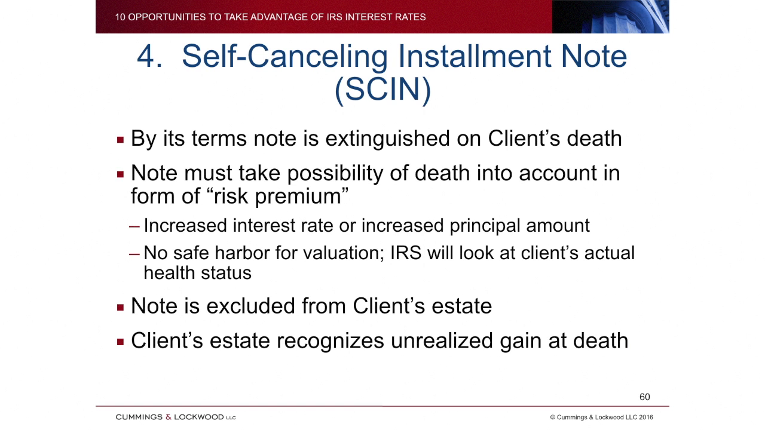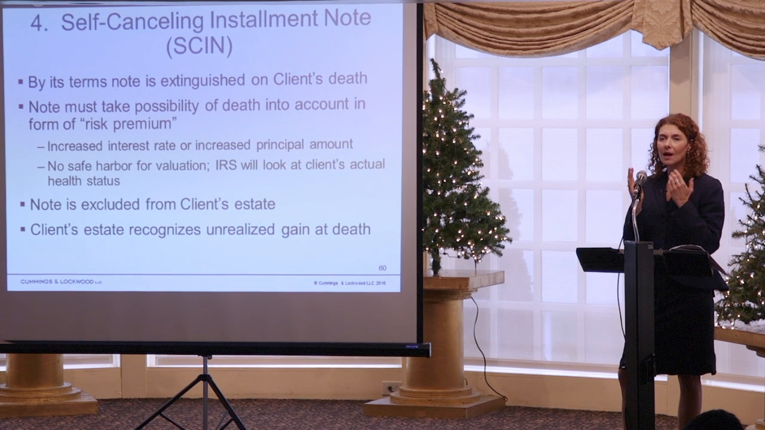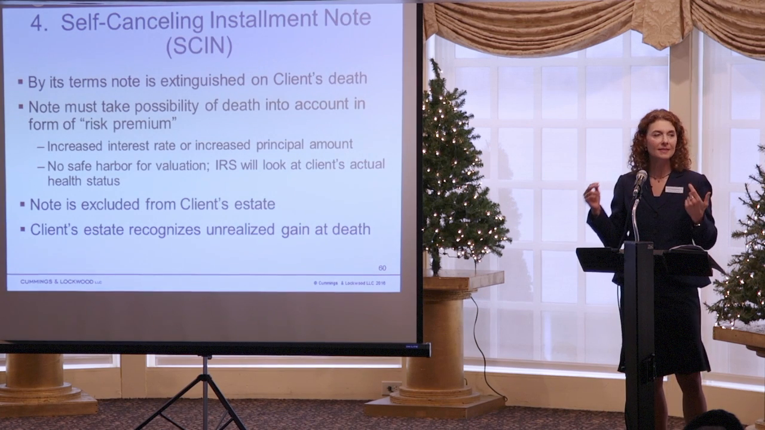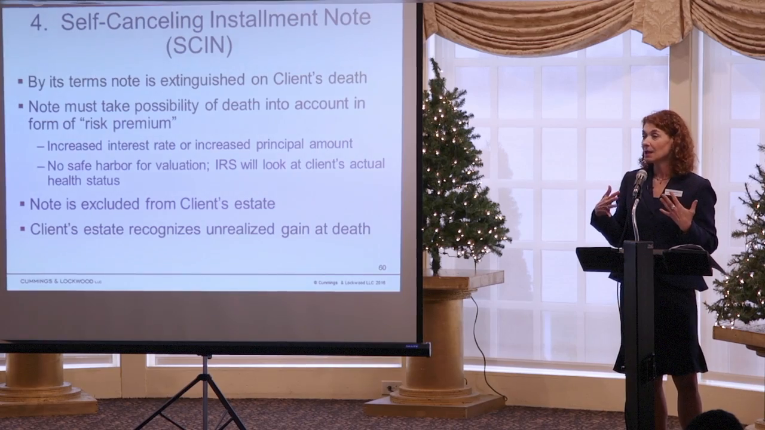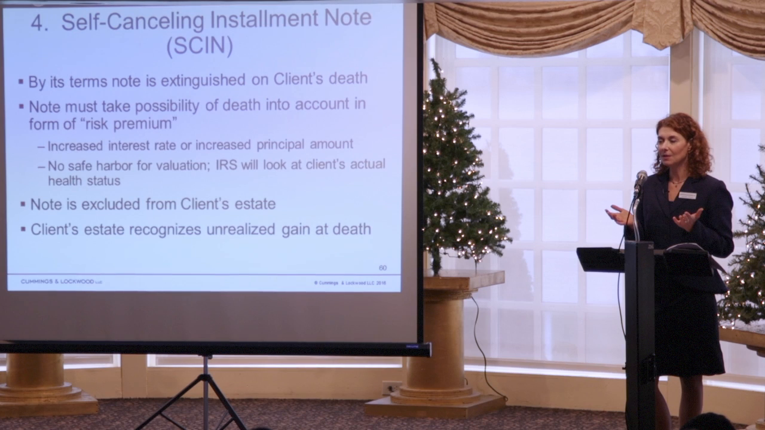These next two techniques I'm going to cover pretty quickly because they're rarely used. I've never actually done one of these. And the next one, the private annuity, I think I've done twice in my career. They are not used because there's a lot of risk. They make sense for a client who's ill, not likely to attain their life expectancy, but is not gravely ill, has not been judged terminally ill by a doctor. With the SCIN, the self-canceling installment note, by its terms, it ends at the client's death.